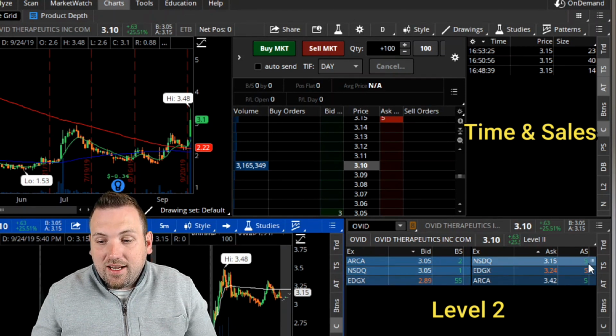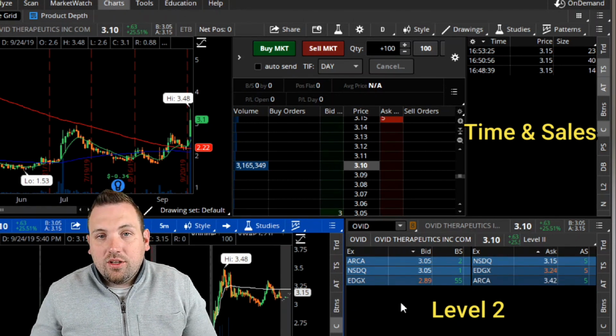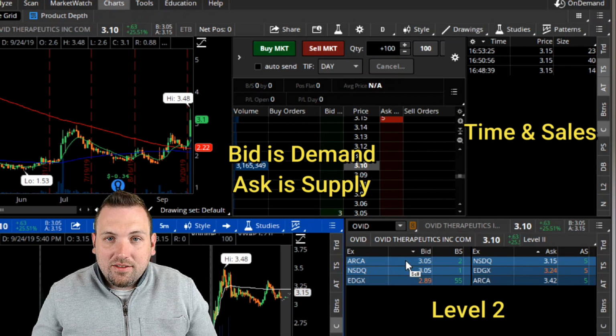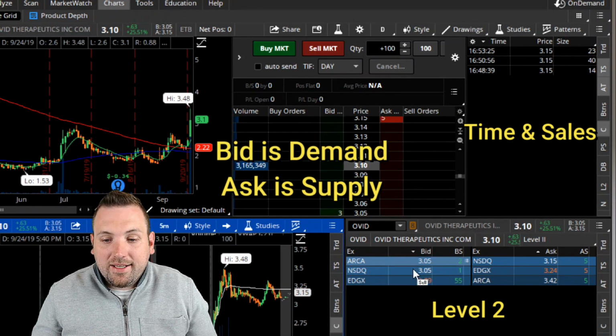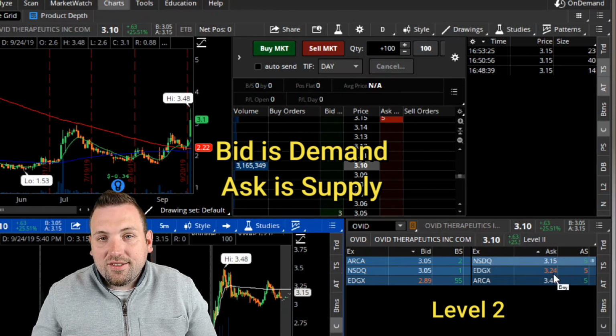Same thing on the ask side. You have 500, 500, and 500 being sold. So the ask is the amount of sellers. So you look at this window like basic supply and demand. Your demand is the bid side. It's how many people are buying and how many shares they're buying. The supply is how many people are selling, and that's the ask side.